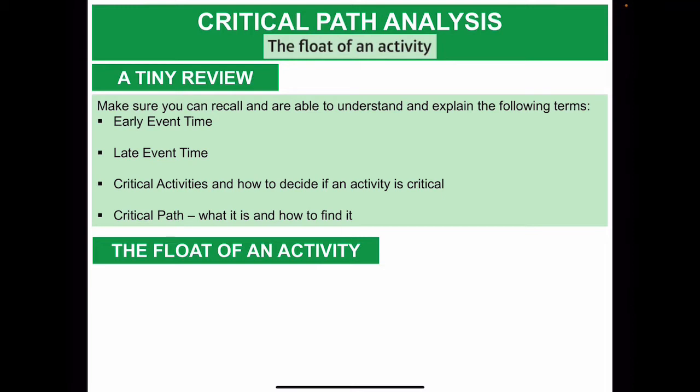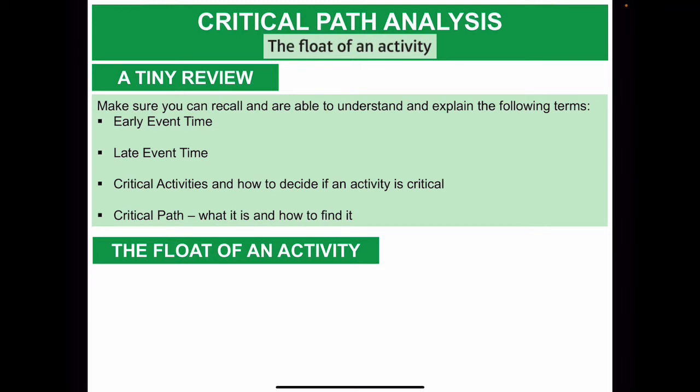The late event time is the latest time each activity can or must start if we do not want to delay the project, so without extending the time that is needed for the whole project. Then critical activities are the activities that satisfy two conditions. One condition is that the vertices on each side of the arc that represents the activity must have early and late time the same on each side. That means, for example, it could be 4-4 on the left side and 7-7 on the right side.